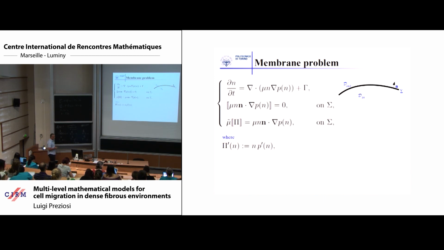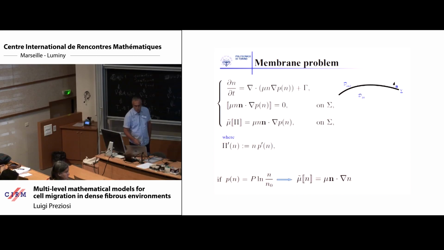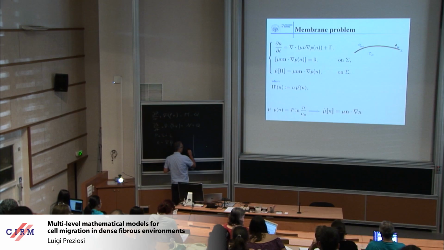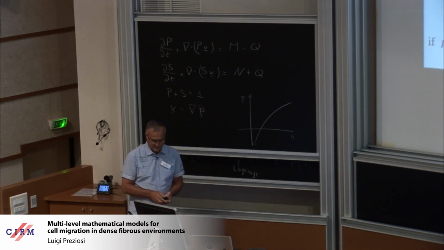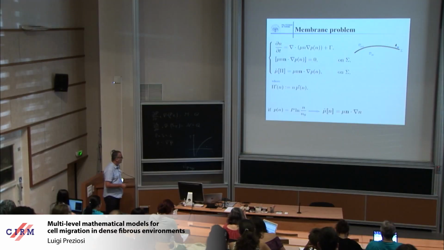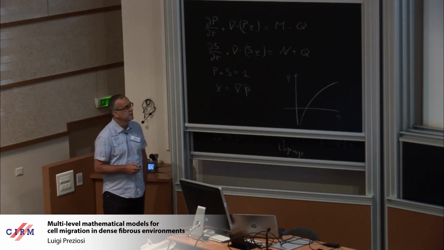Now, to understand that, assume that this dependence of the pressure on the density is logarithmic. Of course, it doesn't make sense, in the sense that you have an infinite negative pressure when the density goes to 0, and it's concave. But let's do that. Why am I doing that?